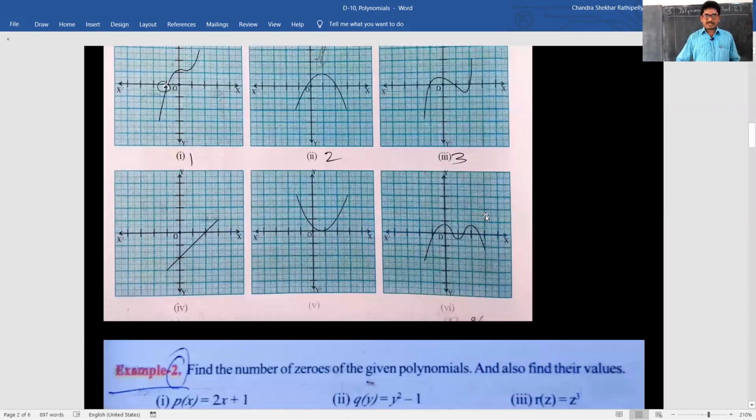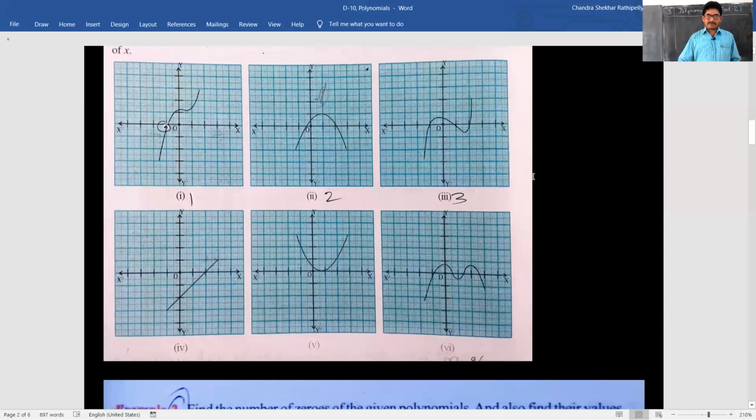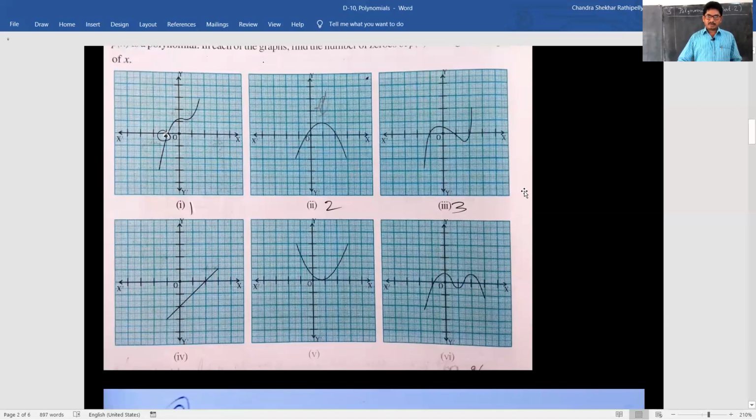Only Asrita's voice is coming clearly. Remaining children, I think you kept less volume. Increase the volume, children.